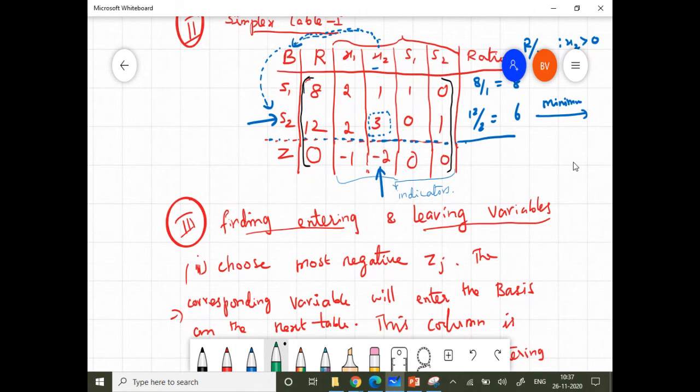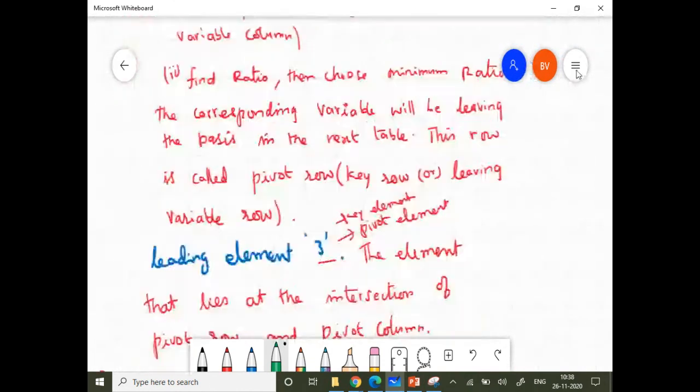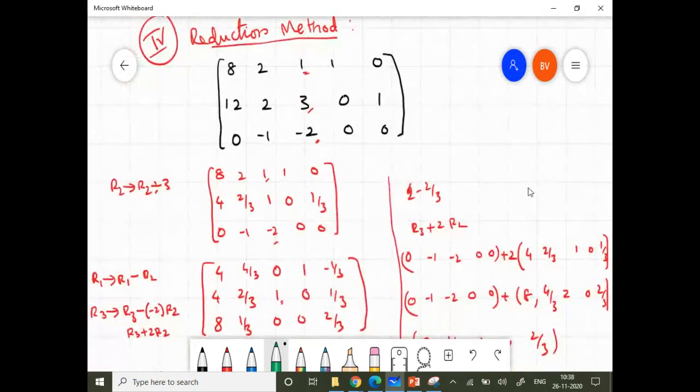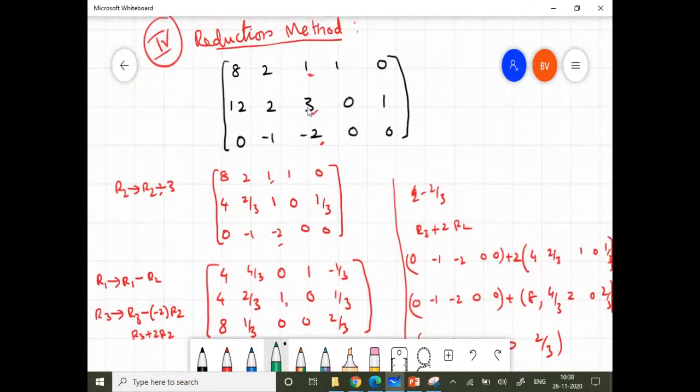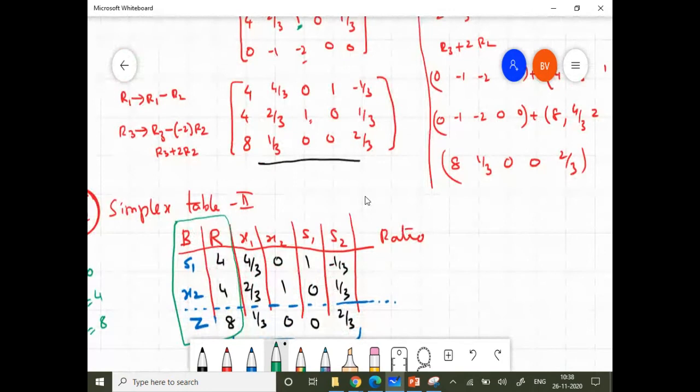Is it clear? Down to step 4, I think. So this column, actually from the table, is our entering column, this row is the leaving variable. So this is our pivot element, isn't it? So we converted this element into 1 and its above and below elements into 0 by using the reduction method. Clear? Yes. Clear.